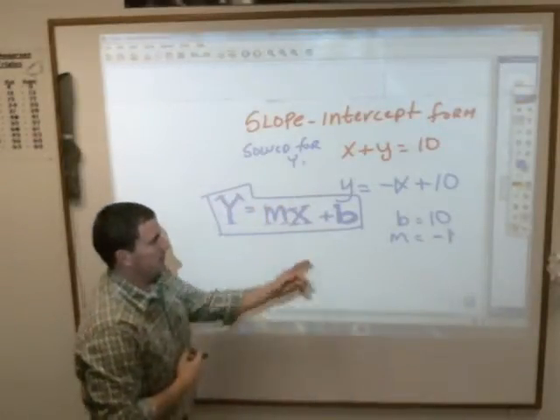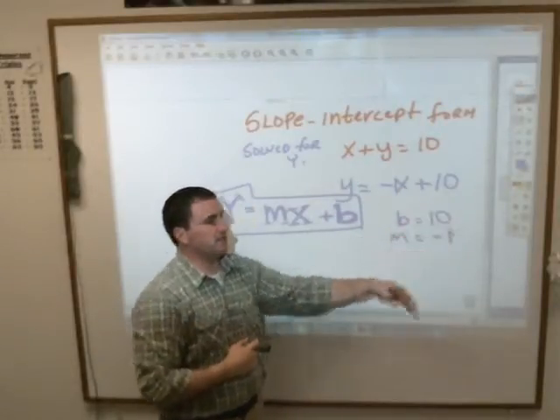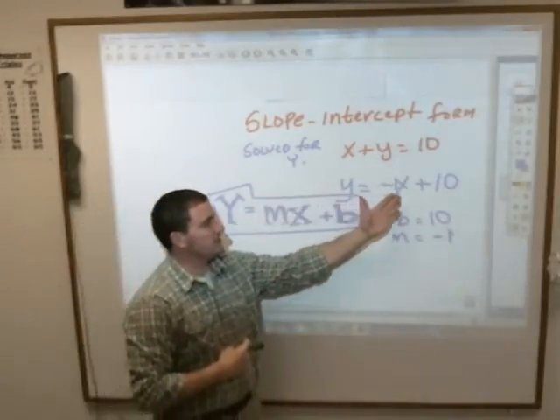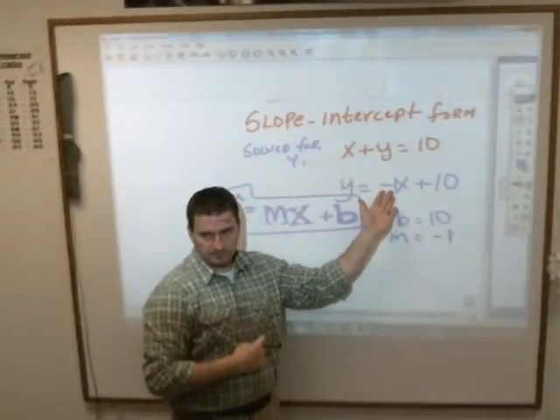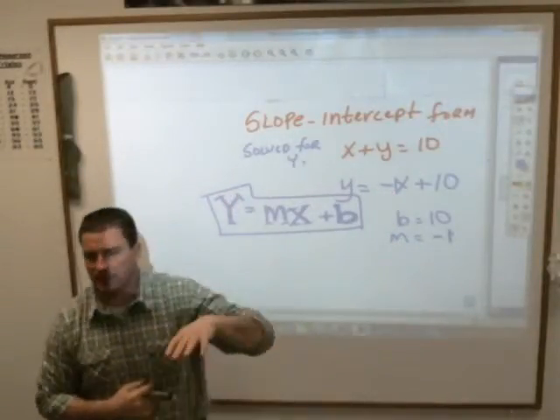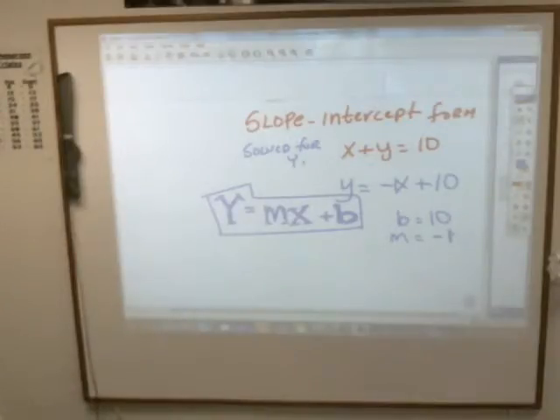Okay. My letter B is the number that hangs out at the end. My number for M is the number that's right in front of the letter X. Okay. Don't worry, we'll go over this thousands of times if that really throws you for a loop. Now, why, you're going to ask me, are those numbers so important, and why is this called slope-intercept form?